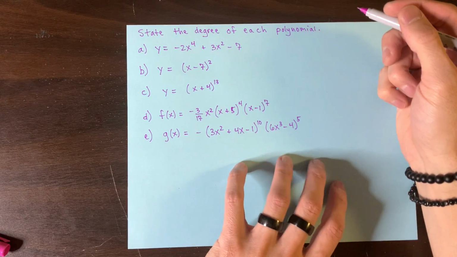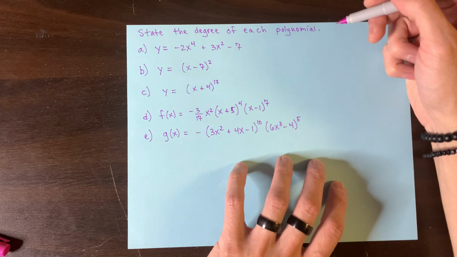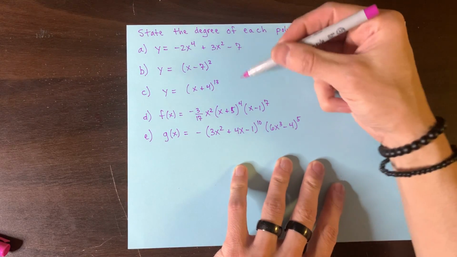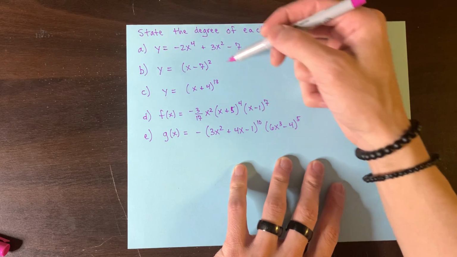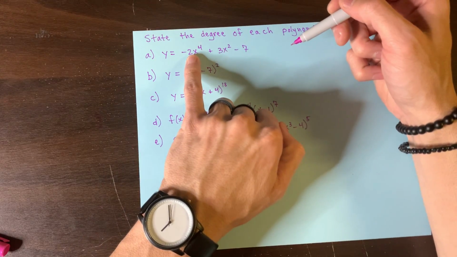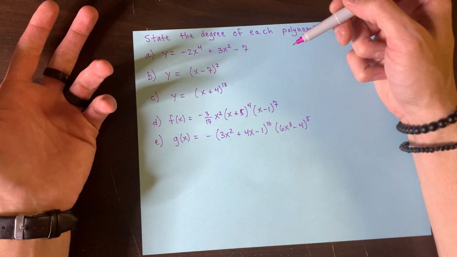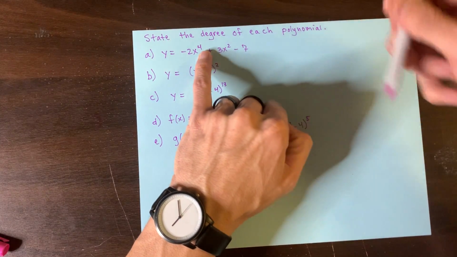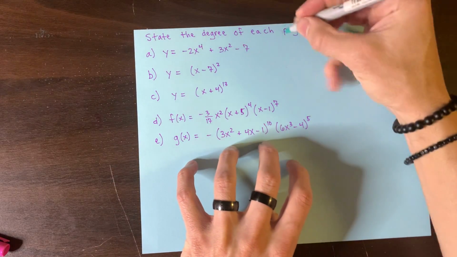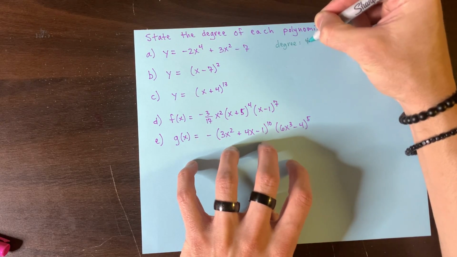So let's say that we wanted to go through and identify the degree of each of these functions. Now, for example, these are all polynomials, but some of these are written in factored form, and this one here is in standard form. When a polynomial is in standard form, you essentially look at all the terms and you look for the largest exponent. Here, the largest exponent is 4. So we'd say that, for example, A, the degree of this polynomial is 4.